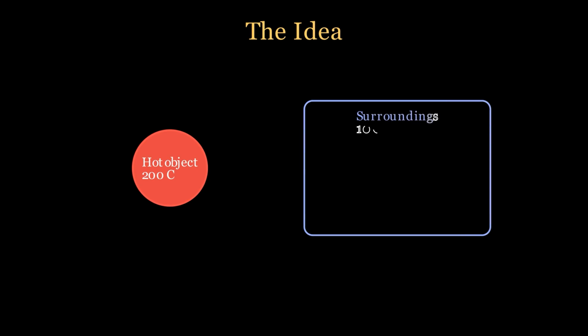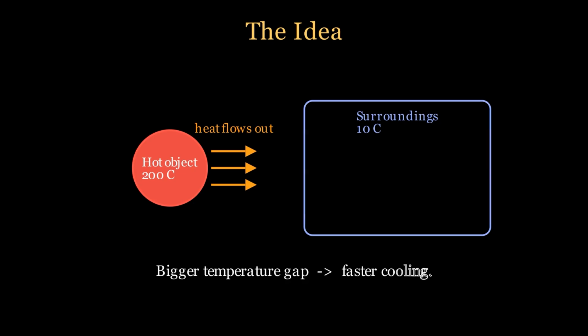Heat always flows from hot to cold, so energy leaves the object. The key insight is this: the bigger the temperature gap, the faster it cools. As the object cools and the gap shrinks, the cooling slows right down. We can write that idea as one clean equation.